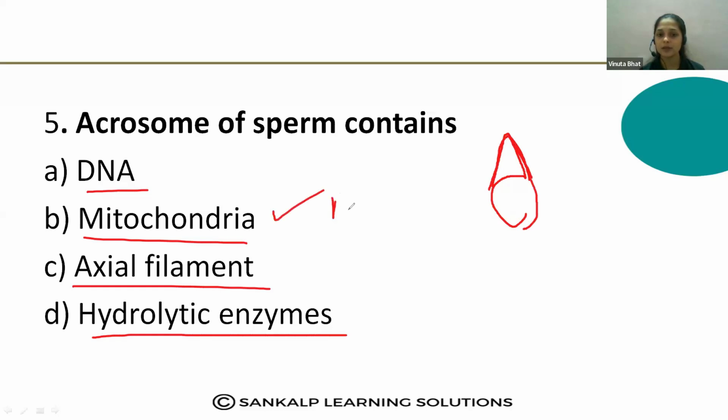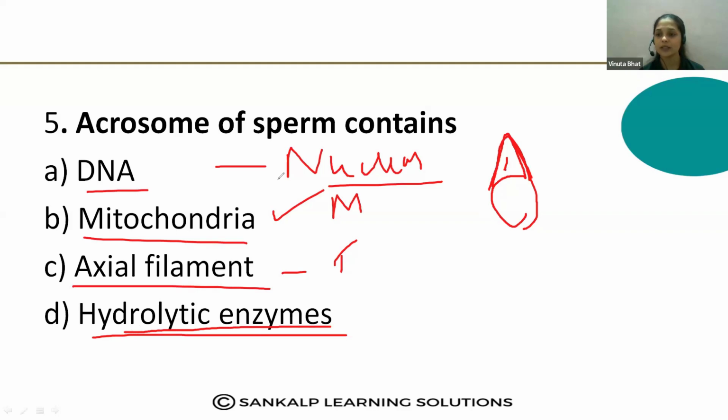Mitochondria is present in the middle piece, right? The axial filament is present at the tail region. Then DNA is present in the nucleus. DNA is present inside the nucleus. It is not present at the acrosome. So correct answer is D. Hydrolytic enzymes are there. Inside the acrosome, it contains the hydrolytic enzyme.